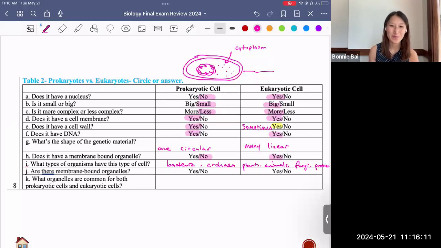Protists, which I don't have room for. Are there membrane-bound organelles? And that's a repeated question. This is still no, this is a yes.